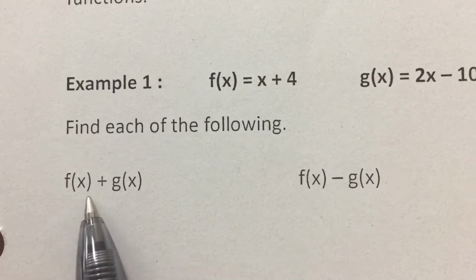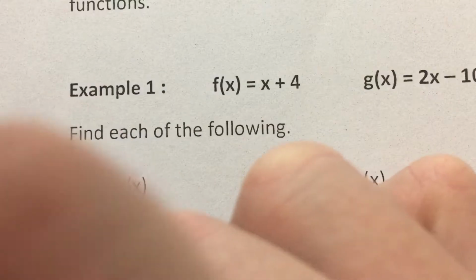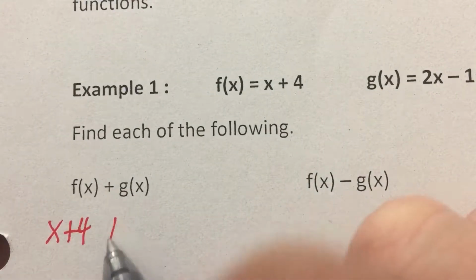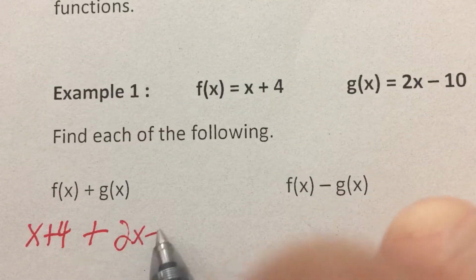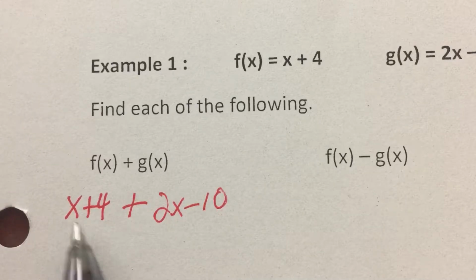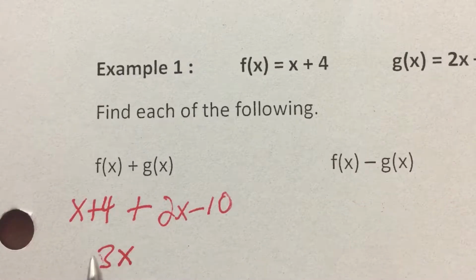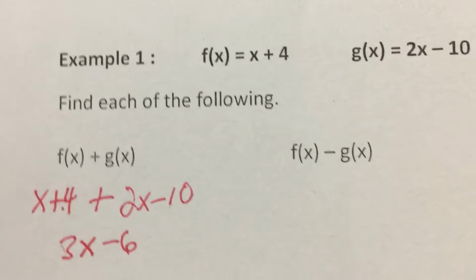Suppose you were asked to add f of x and g of x. Well, f of x is x plus 4, and you're going to add it to g of x, which is 2x minus 10. When you're adding functions, you're just looking for like terms to combine. X and 2x would make 3x, and a positive 4 and a negative 10 would make negative 6.